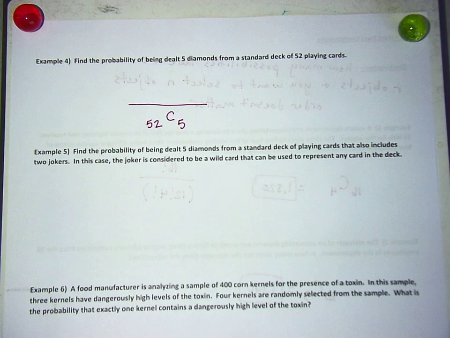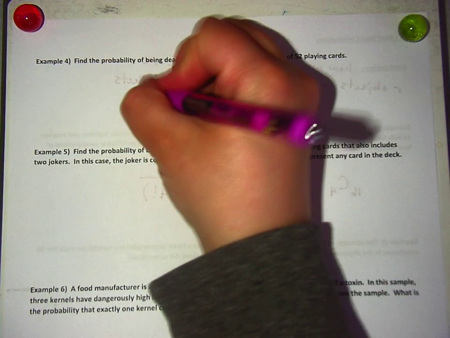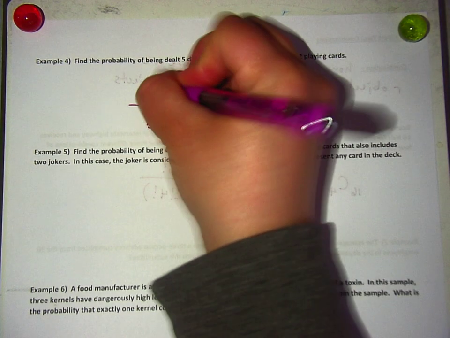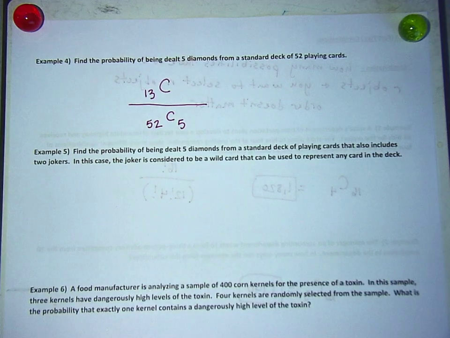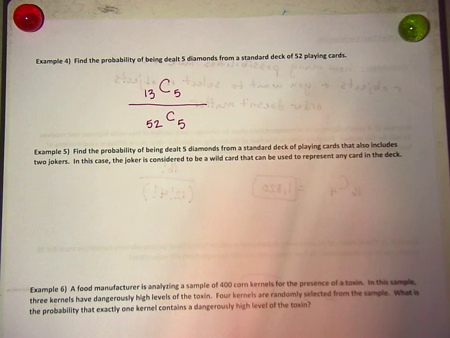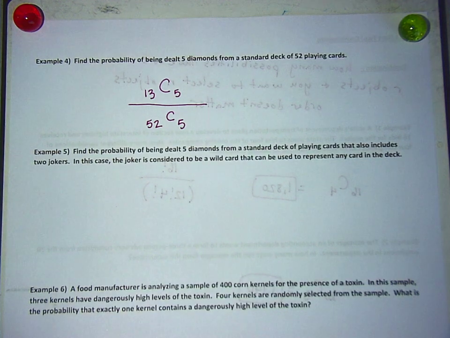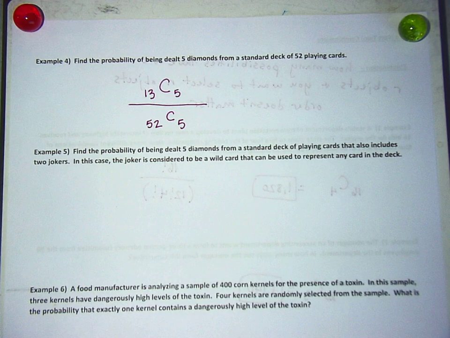But we only want diamonds, right? So how many diamonds are there? 13. So 13. Again, it doesn't matter what order we pick them up in, and how many do we want? 5. Okay, so in your calculator, put this in. You don't need parentheses at all. You can just write 13 combination 5 divided by 52 combination 5.